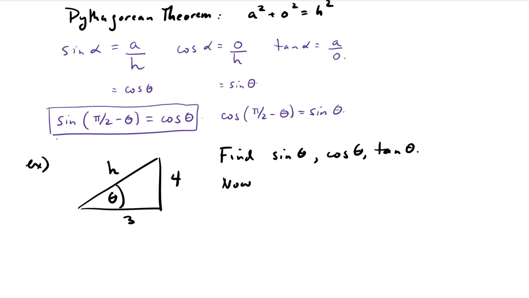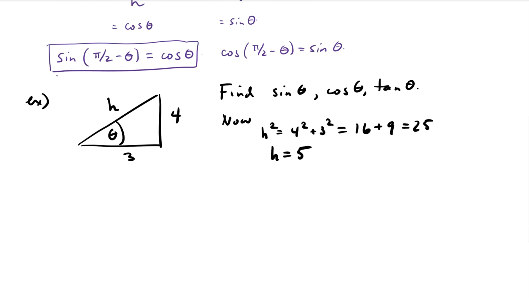So now we have that h squared is 4 squared plus 3 squared. So that's 16 plus 9, which is 25. So therefore h, which is a positive quantity, is going to be equal to 5. Now I know that h squared equals 25 has two solutions, plus or minus 5, but we disregard the minus 5 here since we're looking for a side of positive length.